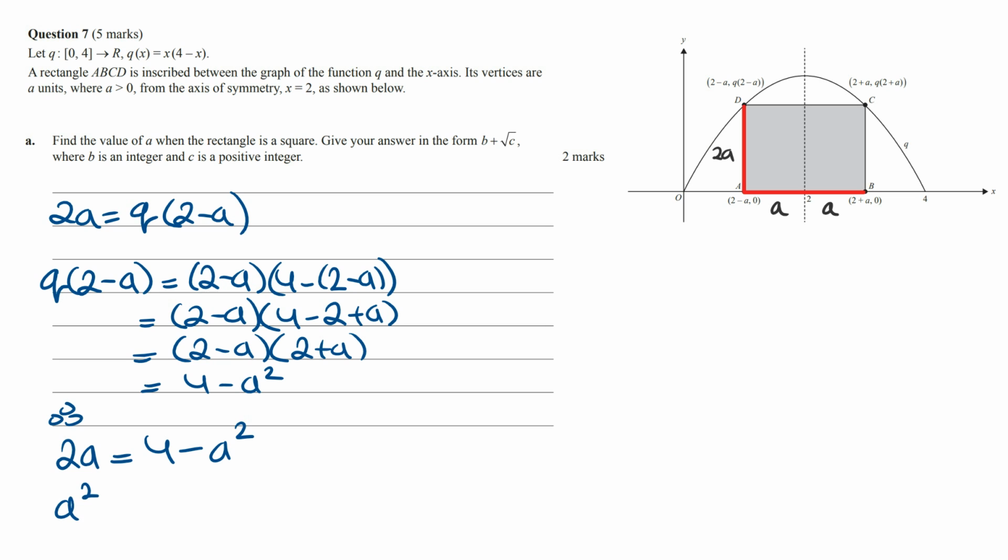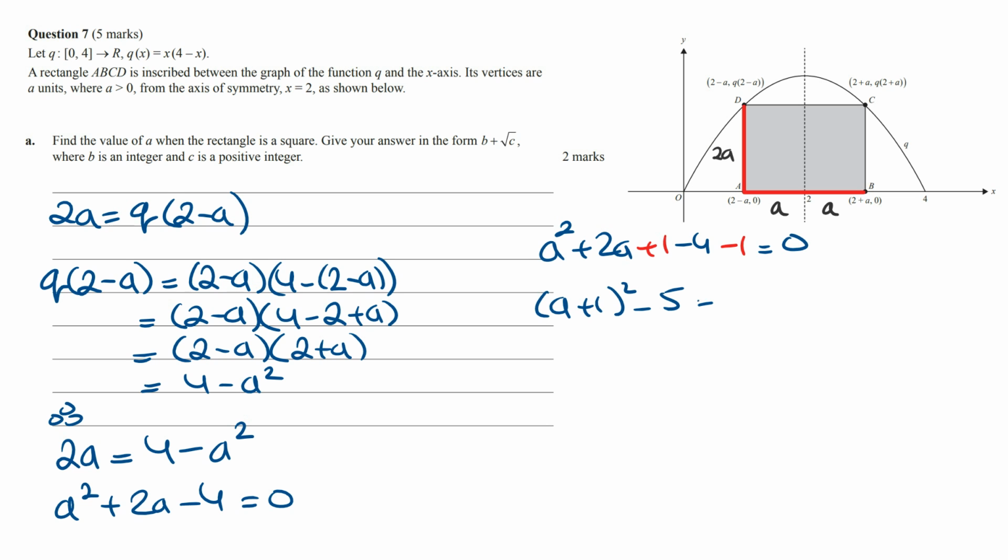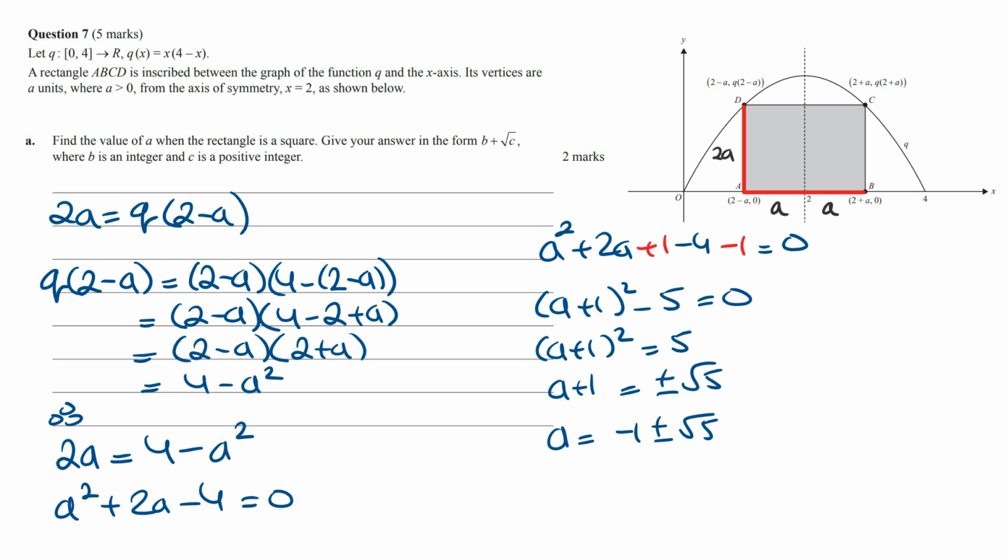Rearranging this, we're going to get a squared plus 2a minus 4 is equal to 0. We now have a polynomial which we need to solve for a. To solve for a, we need to complete the square. And so we can write this as a squared plus 2a plus 1 minus 1 minus 4 is going to equal 0. Factorizing this, we're going to get a plus 1 squared minus 5 is equal to 0. And so a plus 1 squared is going to equal 5, which means a plus 1 is equal to plus or minus root 5. And solving for a, this is going to be minus 1 plus or minus root 5.